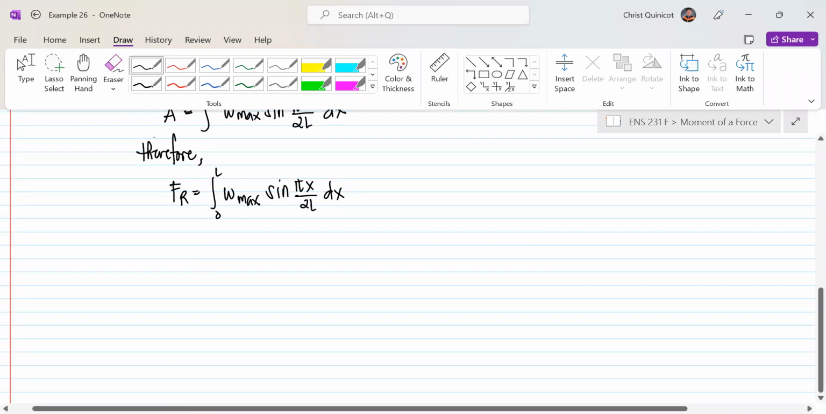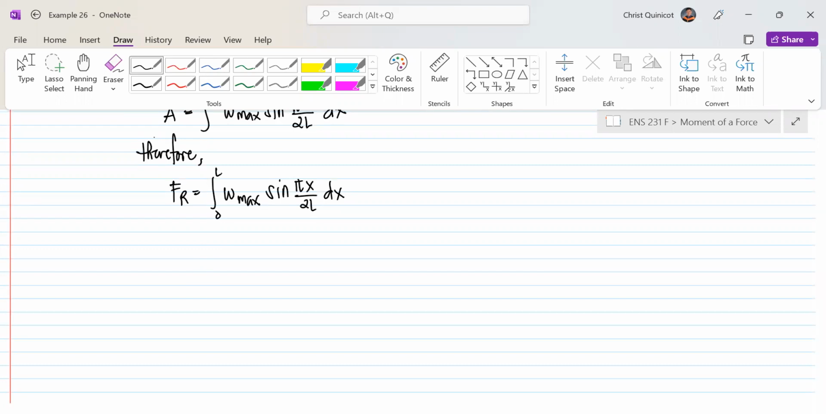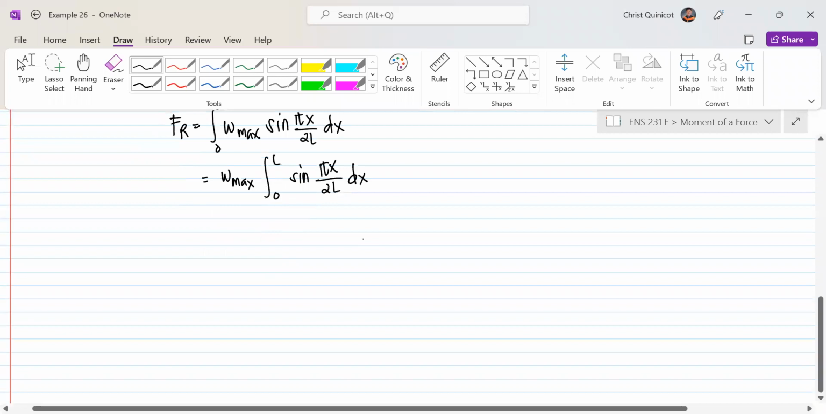So if you can observe, your maximum loading is constant, right? Because it is supposed to be a value, but we are not given what value that is, but we know that it is constant. So therefore, we will take our w max outside, and integrate from 0 to L sine pi x over 2L dx. Okay, so we will integrate this one.